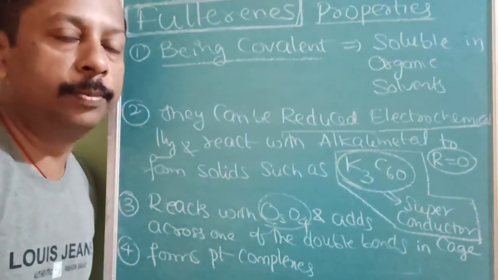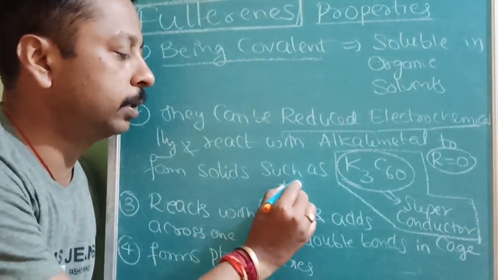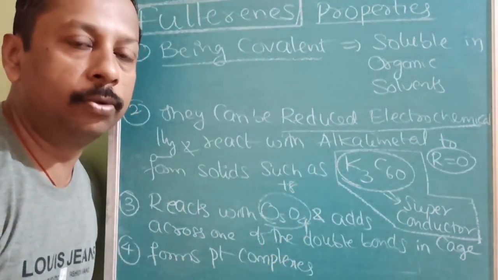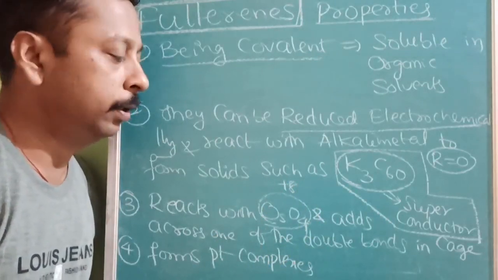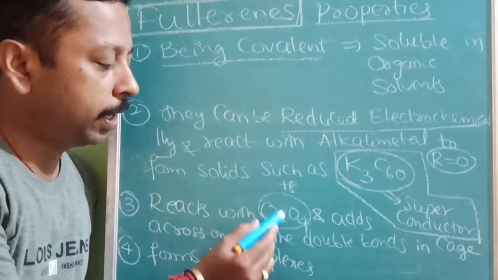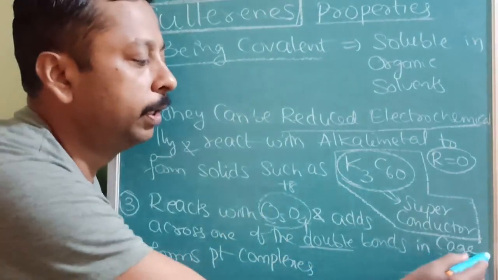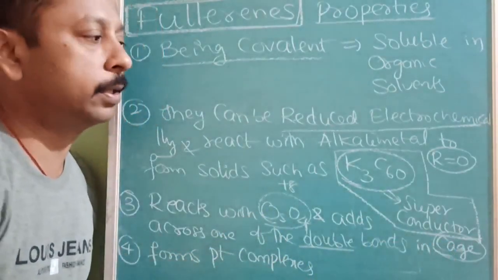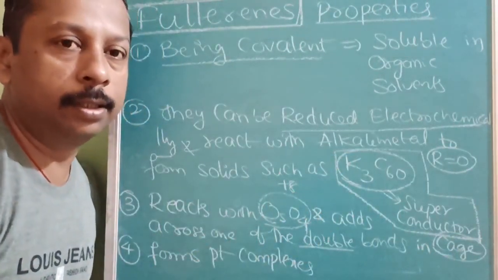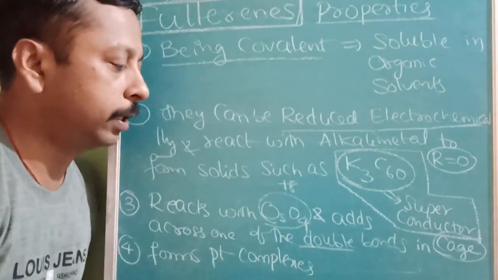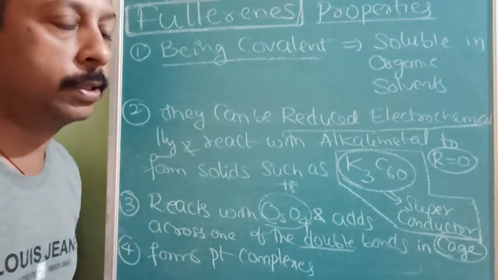OsO4, osmium tetroxide, is the substance which has the highest +8 oxidation state, and no other compound is found with the +8 oxidation state or above. It will react with the double bond. OsO4 reacts with the cage-like structure, that is Buckminsterfullerene, the C60 cage, and it stays inside the cage. Then it forms platinum complexes.